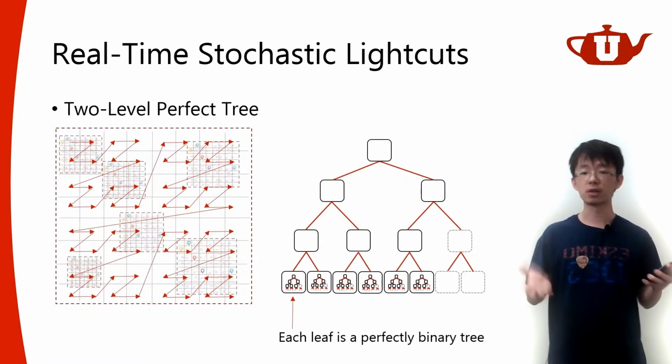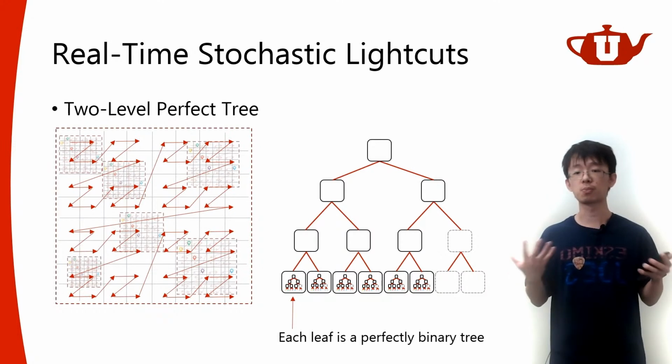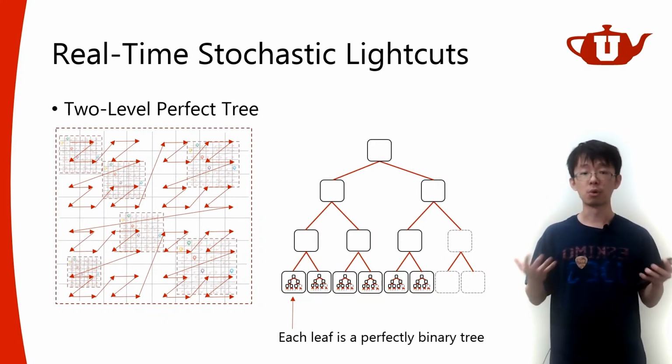Besides the simple perfect binary tree, we also provide an option to use a two-level perfect tree to improve quality for scenes with sparsely distributed light meshes with heterogeneous sizes. More details can be found in our paper.